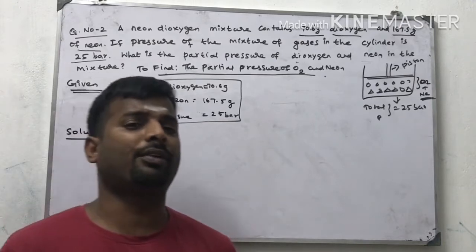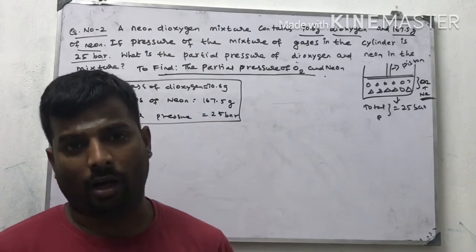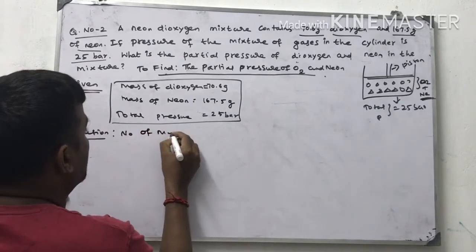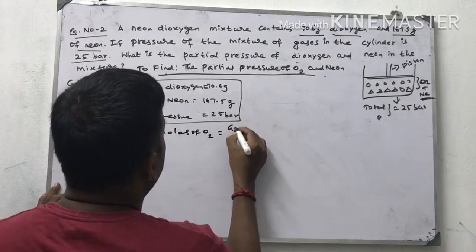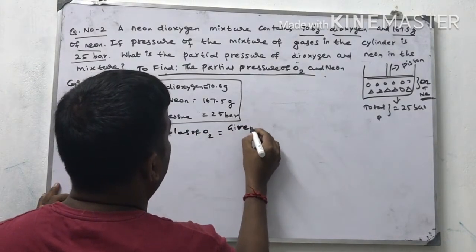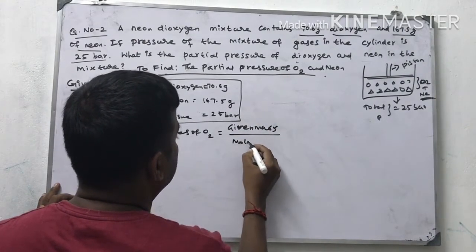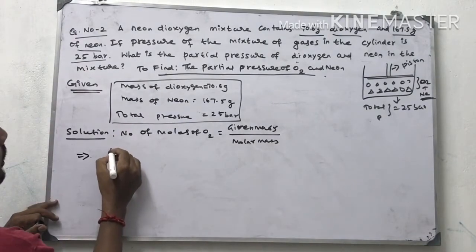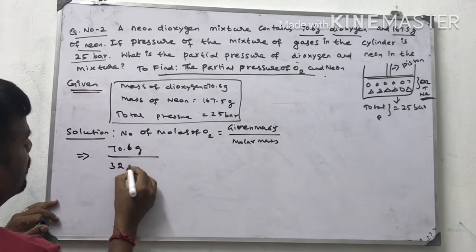For finding the mole fraction, first we have to find the number of moles of oxygen and neon. Number of moles of O2 is equal to given mass by molar mass. This is the formula, given mass by molar mass. What is the given mass? Given mass is 70.6 grams. What is the molar mass? 32 gram per mole.